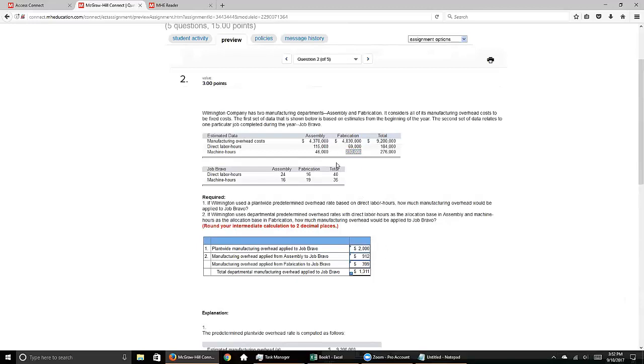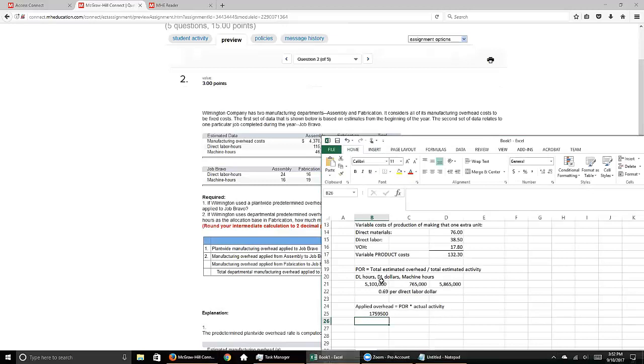Again, if we're doing different departmental rates, just be careful that you're only using the activity and estimated overhead from each individual department. You're not mixing and matching. But other than that, it follows the same basic steps. Predetermined rate is still total estimated overhead, this time in the individual department, divided by the total estimated activity in the individual department. And then applying overhead operates similarly as our plant-wide rate as well. It's still our predetermined rate for each department now, times the actual activity in each department. So that was the only sort of twist in this second question here.